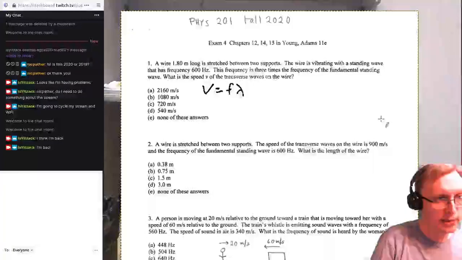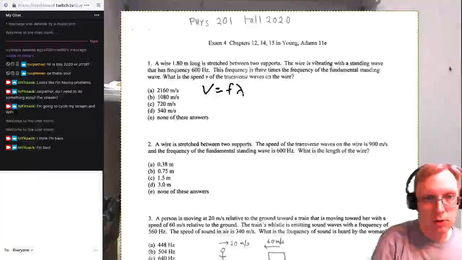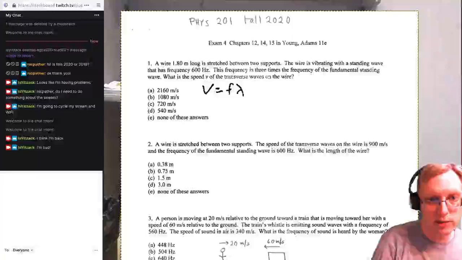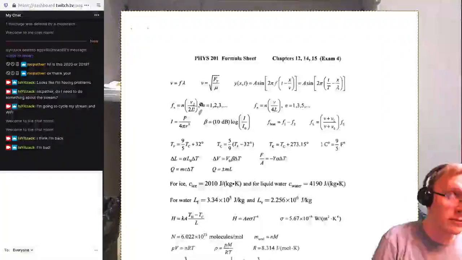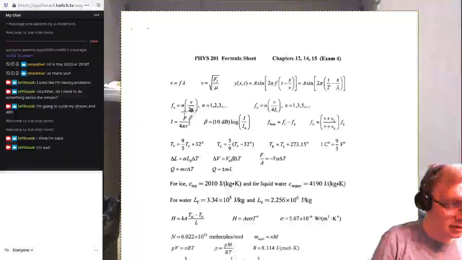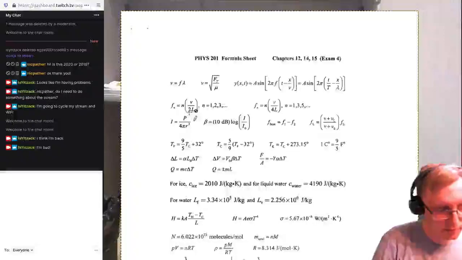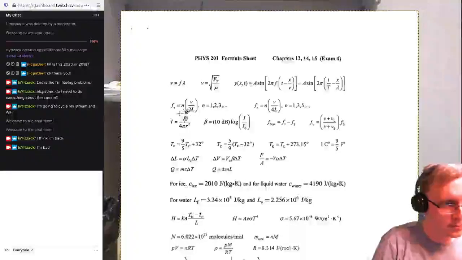We are told the frequency is 3 times the fundamental. Let's check the equations in the end. So here's the equation for the frequency of standing waves on a string with both ends tied down. F is equal to this lovely stuff here.